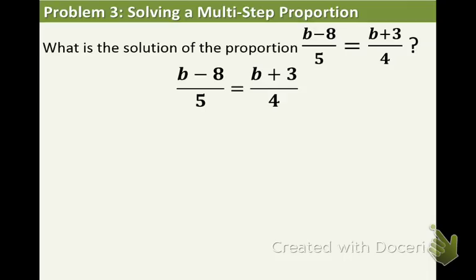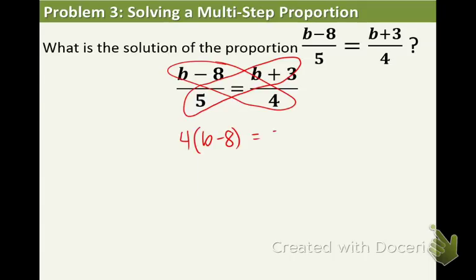Okay, in example 3, we're going to solve a multi-step proportion. We have b minus 8 over 5 equals b plus 3 over 4. We're going to use the same process as the previous problem, so we're going to circle the diagonals. So we have 4 times b minus 8 equals 5 times b plus 3. And as you can see, there are parentheses, so we're going to be distributing the number in front. Draw your arrows. And we're multiplying.